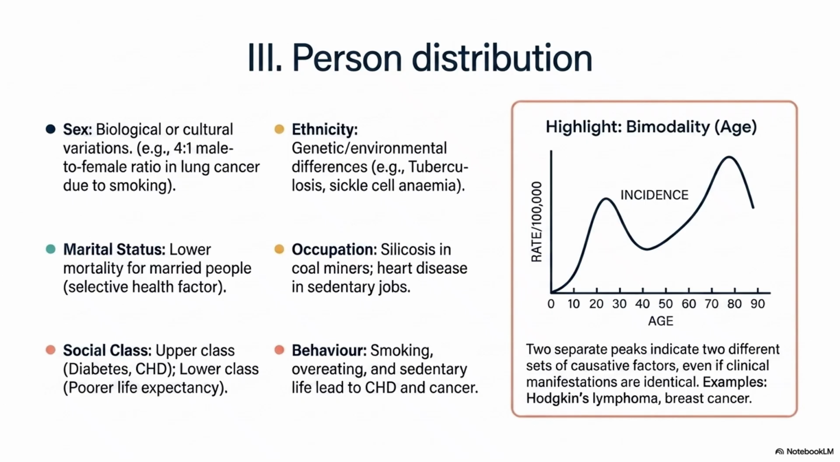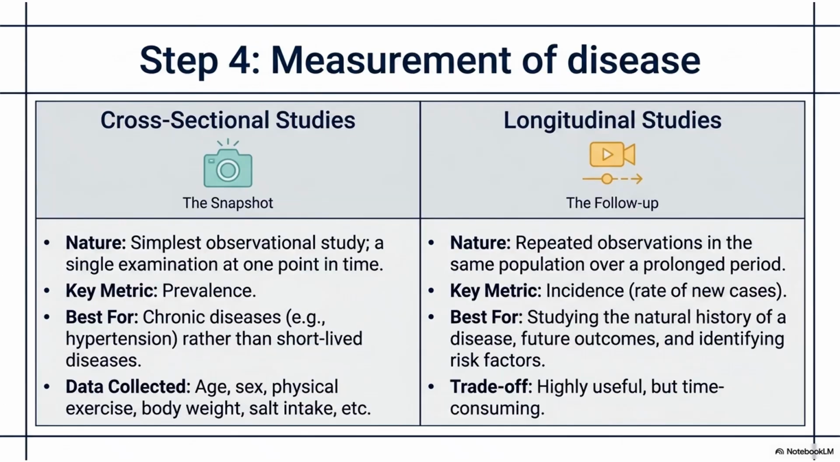And another thing is occupation. We all know that different occupations have different risks. As doctors, we are more prone to communicable diseases because of treating patients, and because of a sedentary lifestyle and other lifestyle factors we are also prone to lifestyle diseases. Silicosis is more common among coal miners, and heart diseases in sedentary jobs. Another example is behavioral factors like smoking, drinking, overeating, and sedentary lifestyle. These are the factors responsible for person distribution. So till now the third step is over, which is describing the disease in terms of time, place, and person distribution.